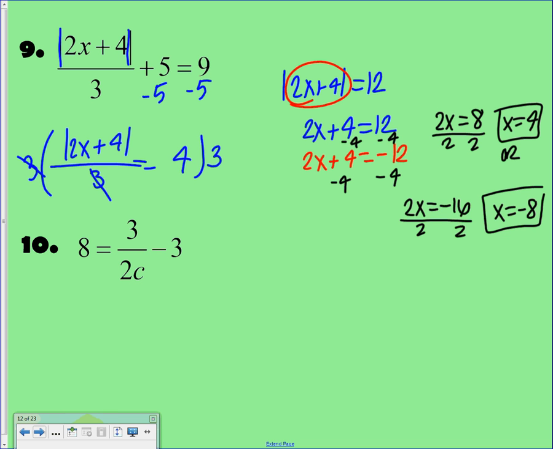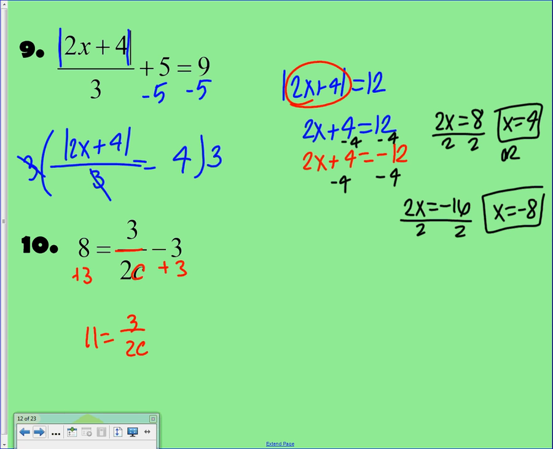And number 10, last but not least. Okay, this one's tricky, and I want you to notice, learn to pay attention to detail, that the variable is on the bottom of a fraction, okay? That changes things, okay? 3 over 2c is not the same thing as 3 halves c, okay? Those are different. The c is in the denominator, okay? So I'm going to add 3 to each side. It's going to give me 11 equals 3 over 2c.